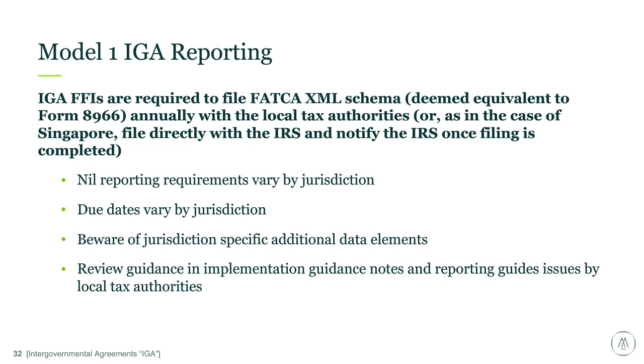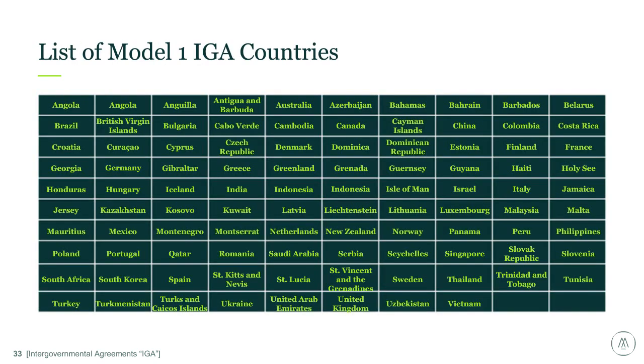So here's a list of Model 1 IGA countries. There's a lot of them, and they are most of the developed jurisdictions that you may expect, that are collecting this reporting locally from their FIs and then turning around to transmit that to the IRS.